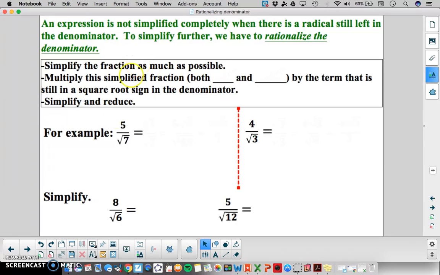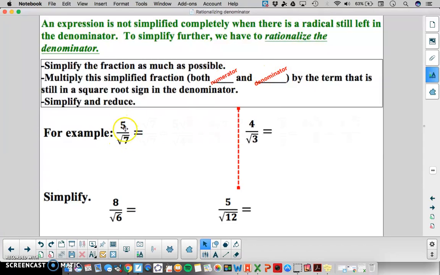When an expression has a radical in the denominator, it is not completely simplified. And so what we have to do is rationalize the denominator. So first what we're going to do is simplify as much as possible. Then multiply the fraction, both numerator and denominator, by the term that is still in the square root in the denominator. And then simplify and reduce.